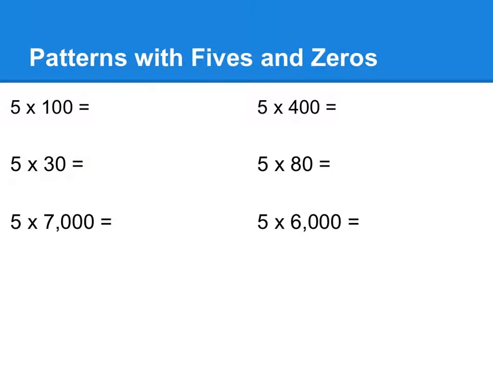When you multiply 5 by an even number, since it ends in 0, the multiplication pattern with 5s and zeros results in what's called an extra 0. Of course, it's not really an extra 0.